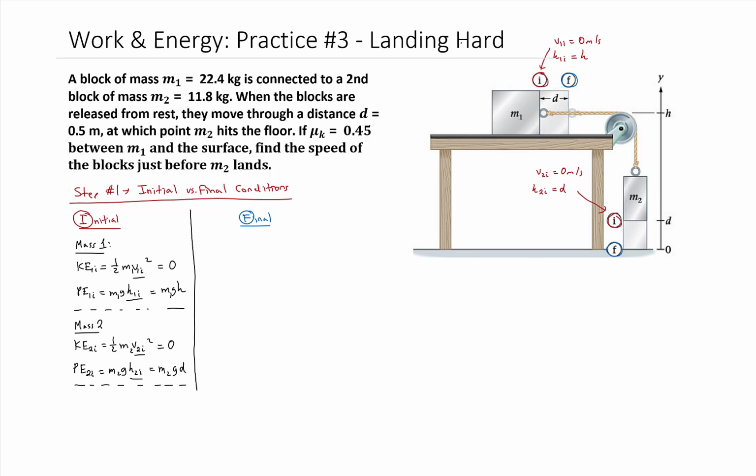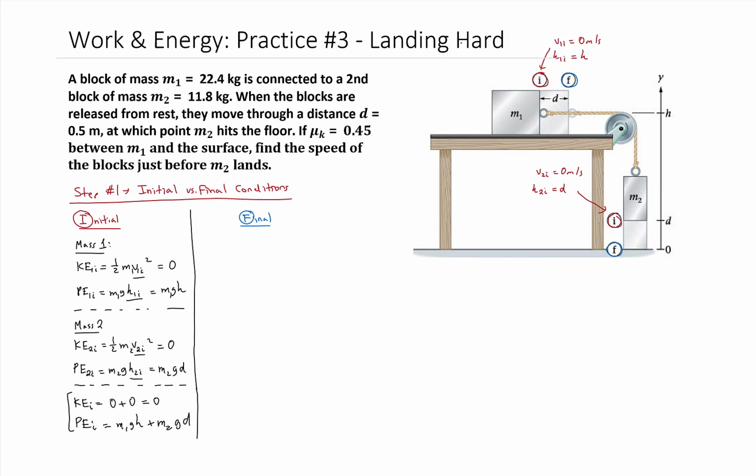So now when we look at this, the total kinetic energy initially, KEI, is equal to 0 plus 0 for both masses, which is equal to 0. And we have PEI, the total initial potential energy, equal to m1gh plus m2gd. So these two are the most important equations moving forward when we create our finalized energy equation.